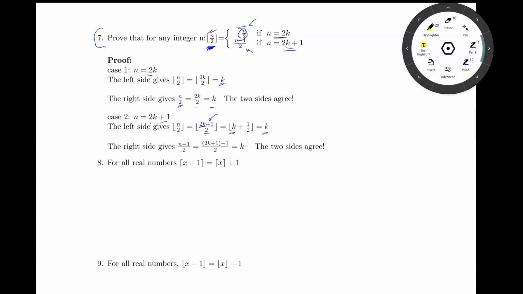All right, let's play with this right-hand side now. So this n minus 1 divided by 2, substitute in for n, the 2k plus 1. Then the 1's cancel, so I get 2k over 2, which is k, so they equal again. All right, so that was one with me writing everything out for you. So now let's go play with this one.